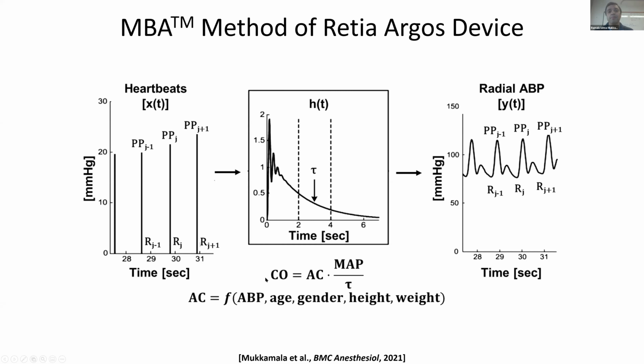In addition, the method includes heavy front and back end processing to, for example, detect the heartbeats and common waveform artifact and output cardiac output values only when the data are deemed reliable. The Argos device and its MBA method has now been assessed in clinical studies, and I'll give you a summary of the 3 most important studies to date.